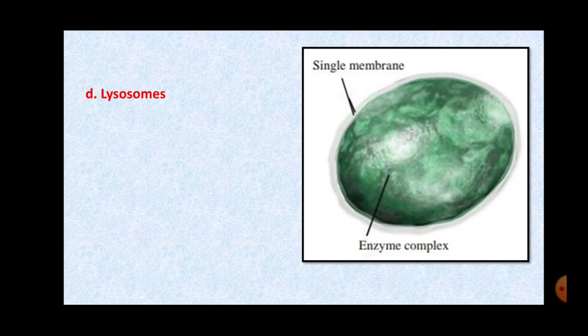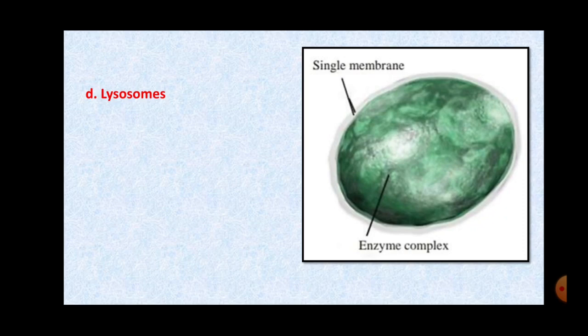Now what are the functions? Now these lysosomes perform a very important function and they are called as demolition squads. That is, whatever organs are destroyed or the debris present inside the cell, they are destroyed by the lysosomes. Thus, they are called as demolition squad.